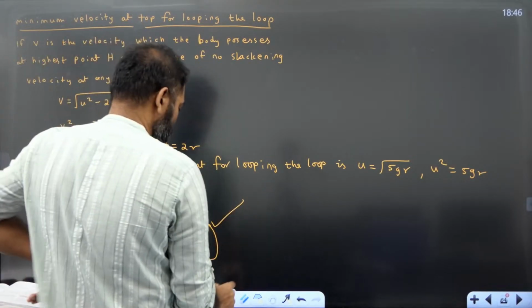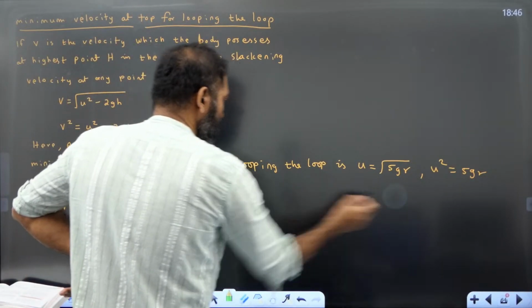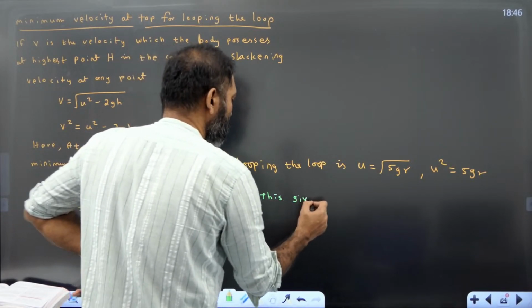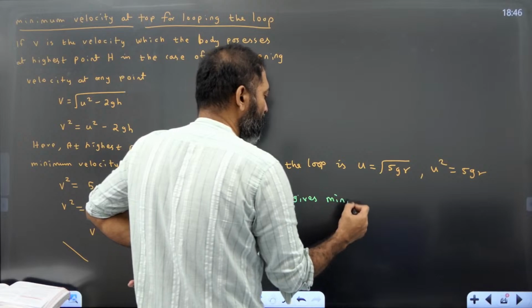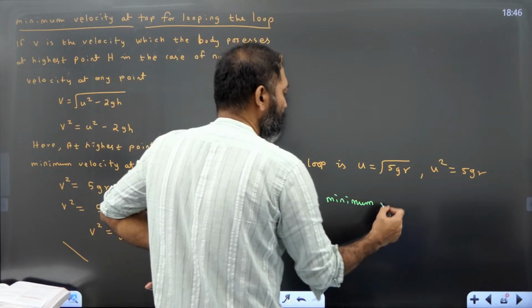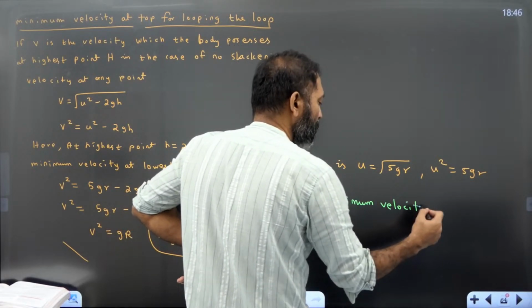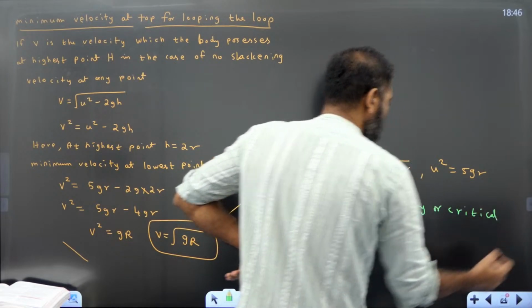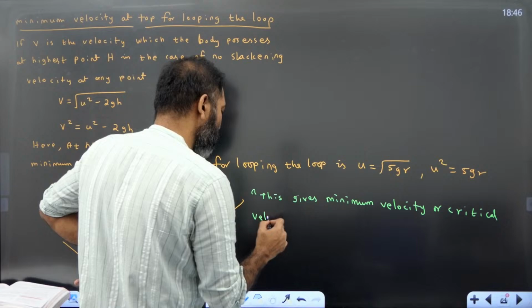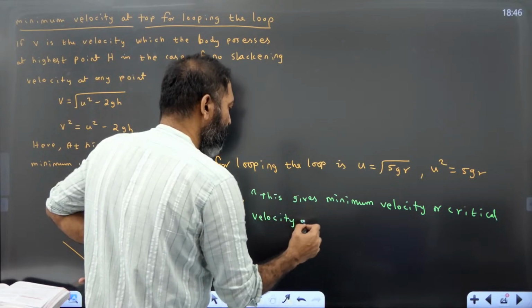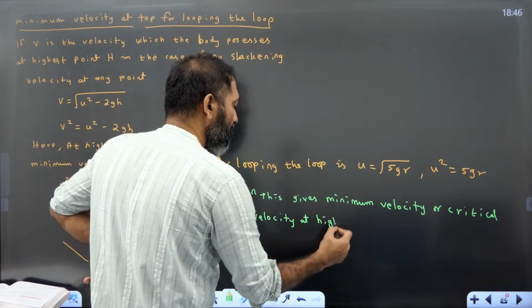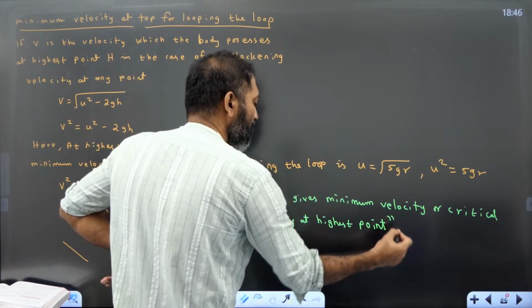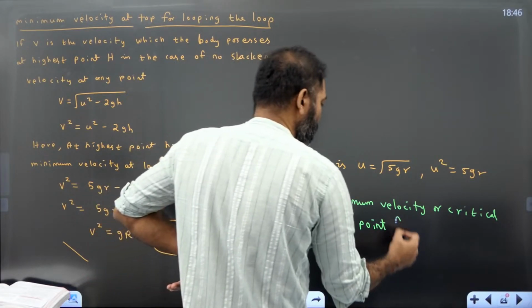This equation gives the minimum velocity, or another name, critical velocity at the highest point for looping the loop.